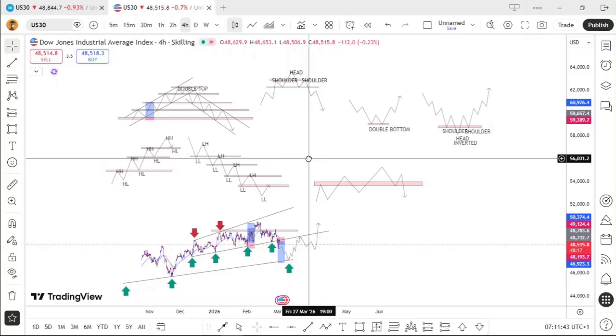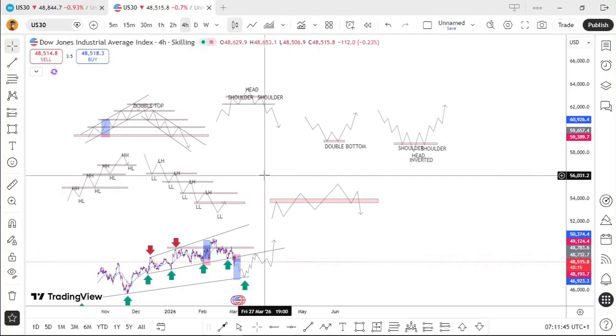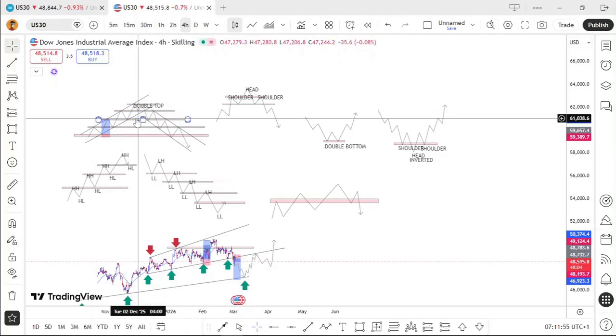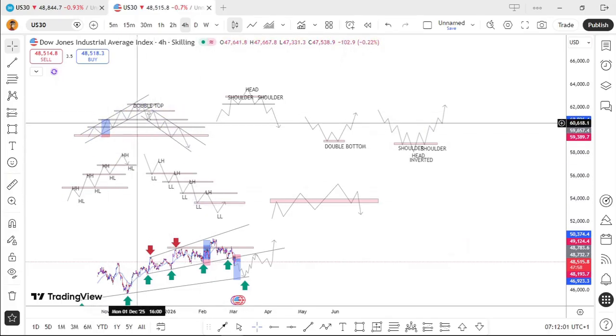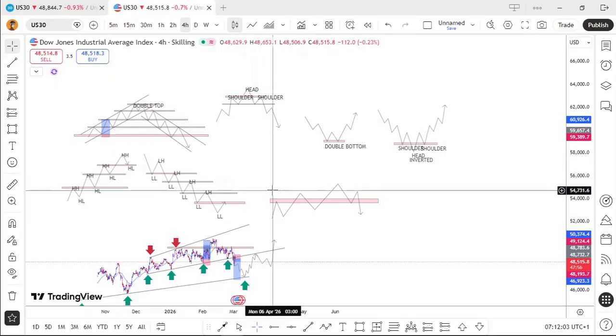So you can see the market structure now aligns with everything I have been telling you, the support and resistance. Those structure points are the places where you mark your support and resistance.